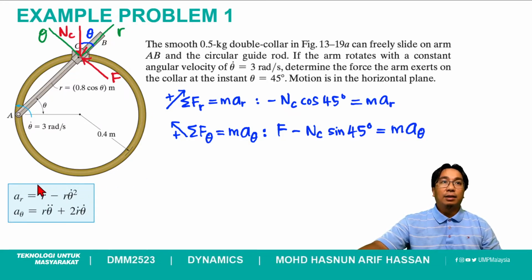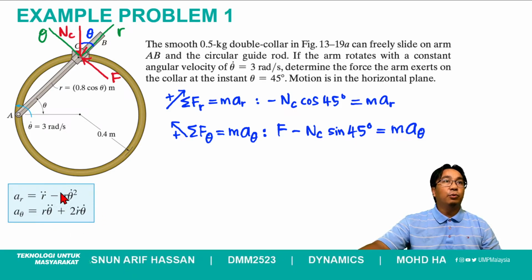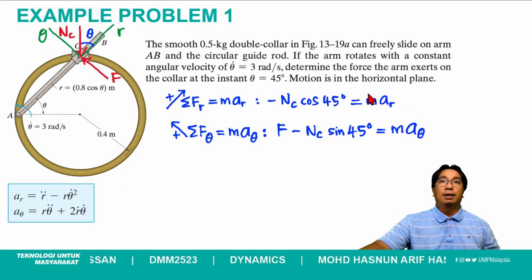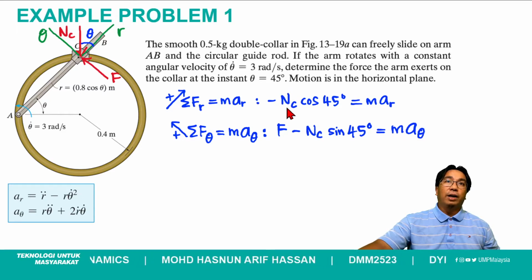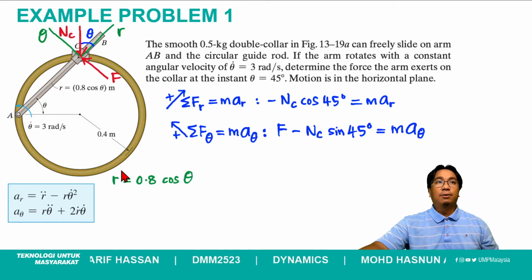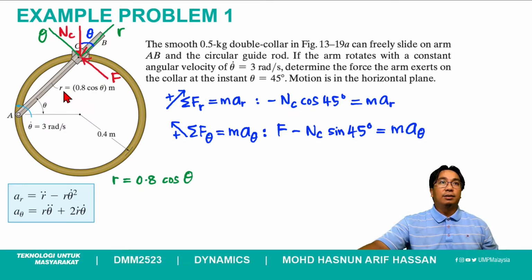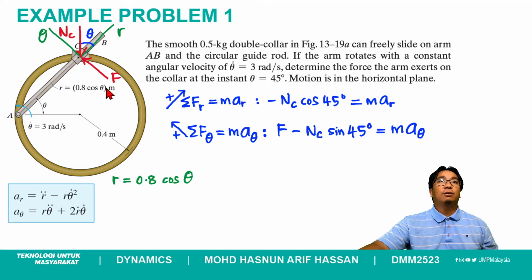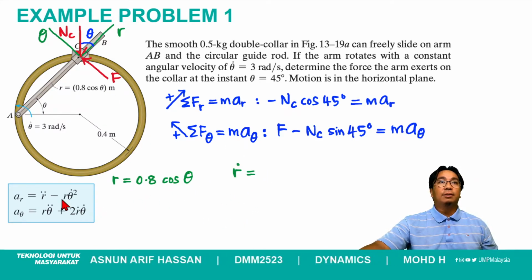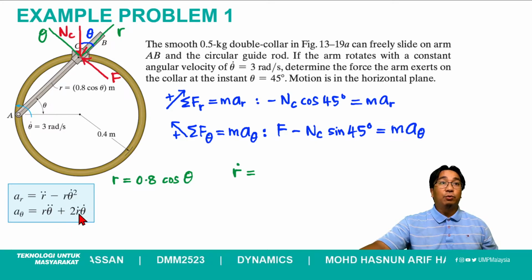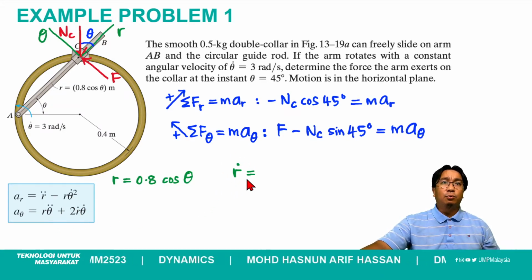So now we need to get all the components, all the parameters or variables in these equations, so that we can calculate what a_r and a_theta are, in order for us to find what N_C is and what the force F is. Okay. Given in the question, r is equal to 0.8 cos theta. So now what we need to do is find r dot, because in the equation there is r dot. So what is r dot?